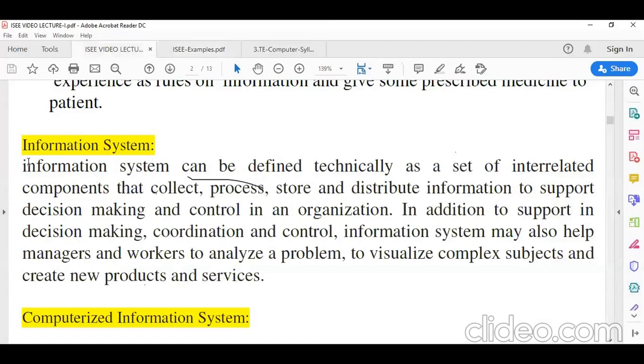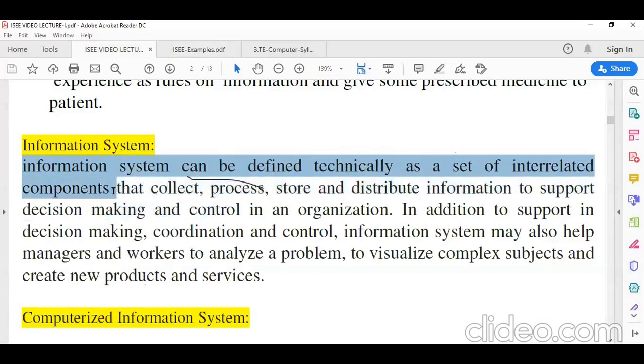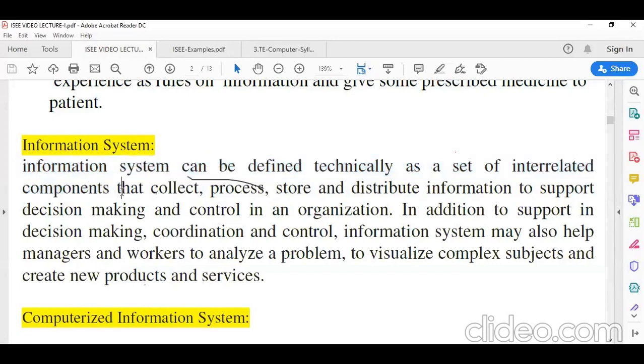An information system can be defined technically as a set of interrelated components. Now this set of interrelated components means the different departments, the persons who are working there, and the registers that are kept there. Am I right? Yes, sir. Also the people who are working there come under the components. Yes, we can call these components the organizational system. Yes, you can call it that, no problem.